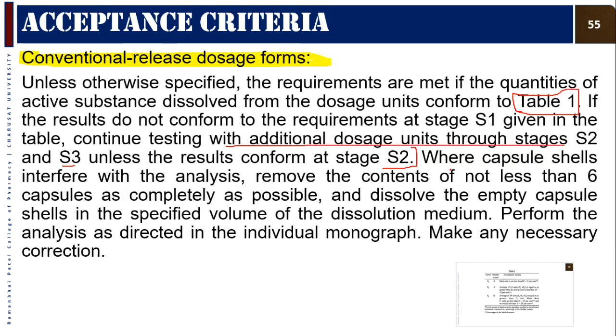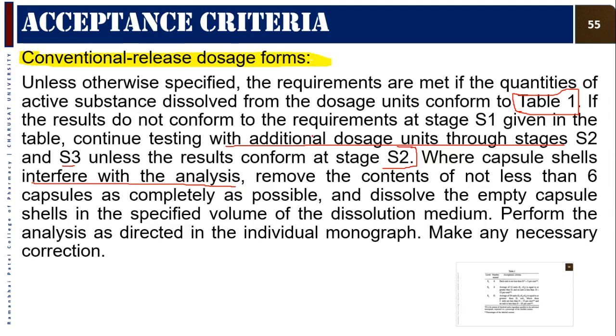But as far as capsules are concerned, a very specific statement is also given in the Indian Pharmacopoeia, and it is where the capsule shells interfere with the analysis, right? It might be possible that because of the colors or preservatives or any other component present in the gelatin or capsule shell, they interfere with the analytical method. For example, if we perform analysis through a UV spectrophotometer, the coloring agent or preservative present within the gelatin shell may have the same kind of absorption lambda value, so it may interfere with the analysis.